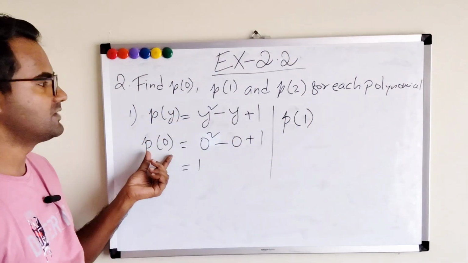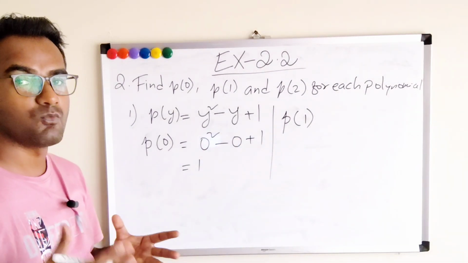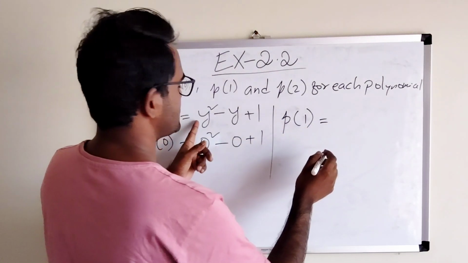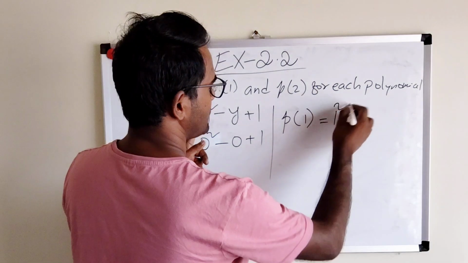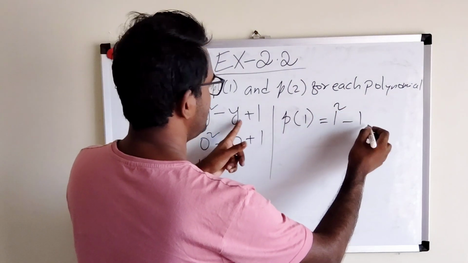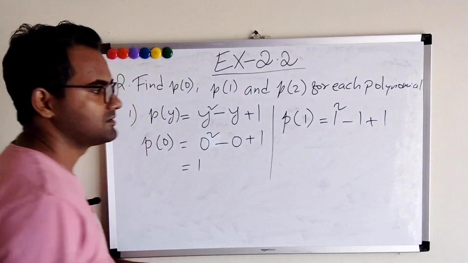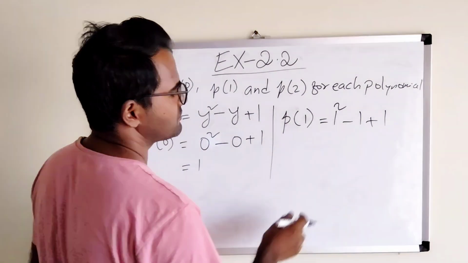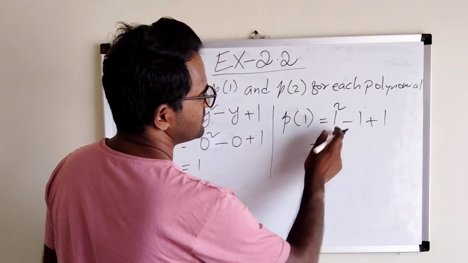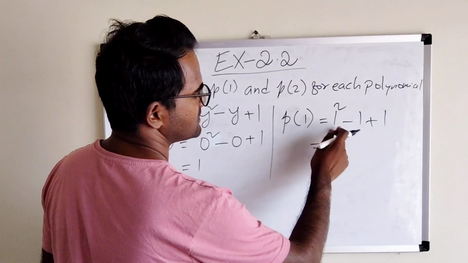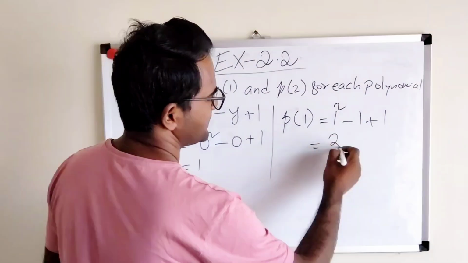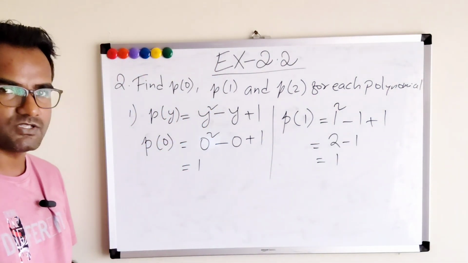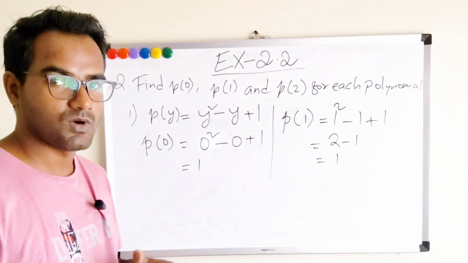So when we put the value as p of 1, in place of y, we are writing 1. So what do we do here? Let's see. In place of y, so y squared, which means 1 square minus 1 plus 1, right? 1 square is 1. This is plus 1, this is plus 1, so 2, right? 2 minus 1. So what do you get? You get again 1, right?